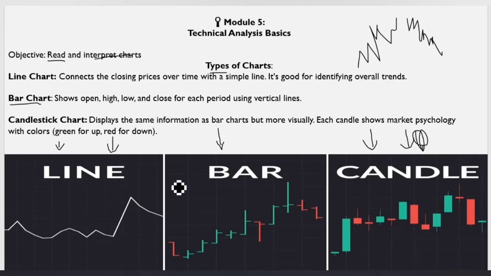So remember, we have the three types of charts: the line chart, the bar chart, and the most used chart, which is the candlestick. Now let's head on to the next.